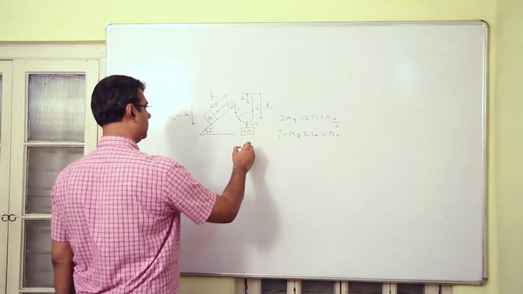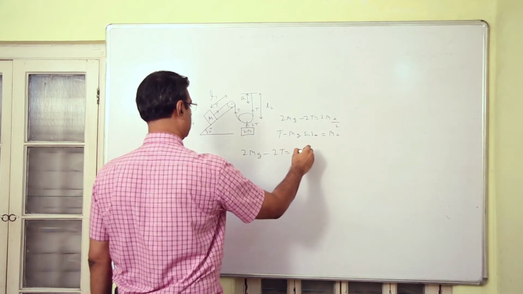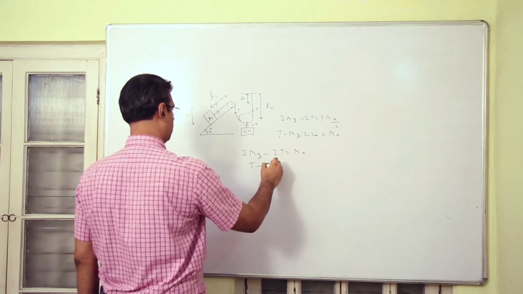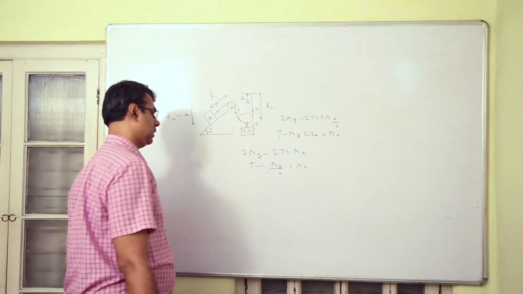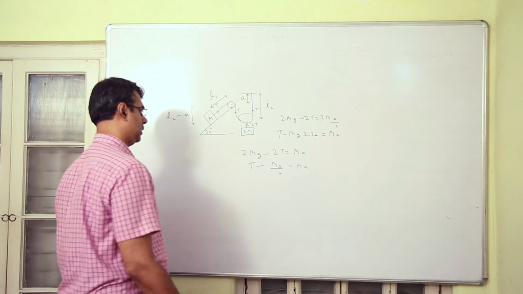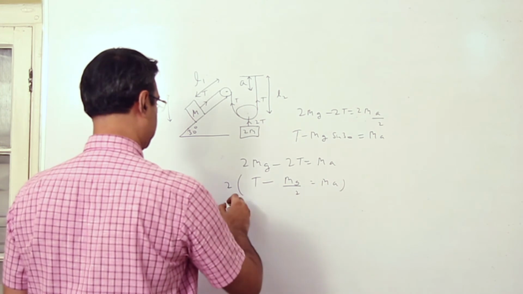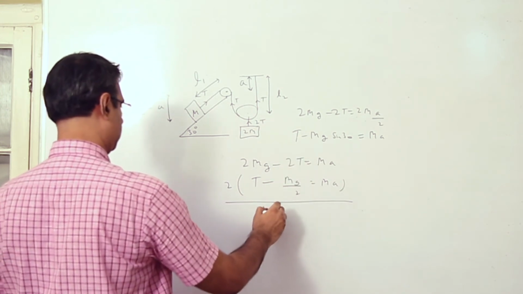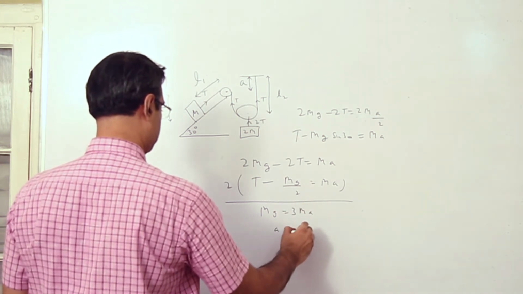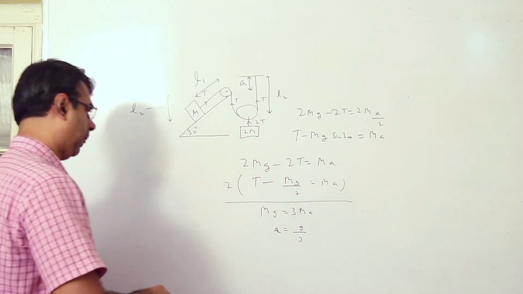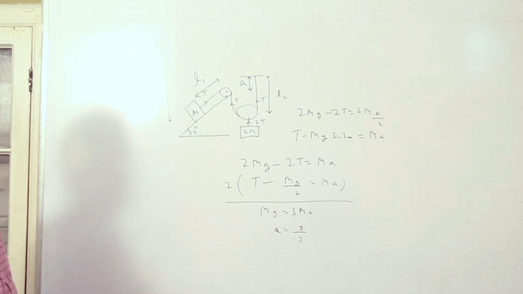So we can rewrite the two equations like this: 2mg minus 2T is equal to ma, and T minus mg by 2 is equal to ma. So the question is, you have to find a. I guess the best way of doing it is that you multiply the second equation with 2 and then you add both of them. If you do that, then a comes to g by 3. In fact, that is the answer. The acceleration of this block will be equal to g by 3.